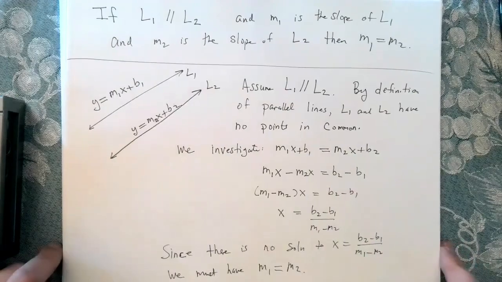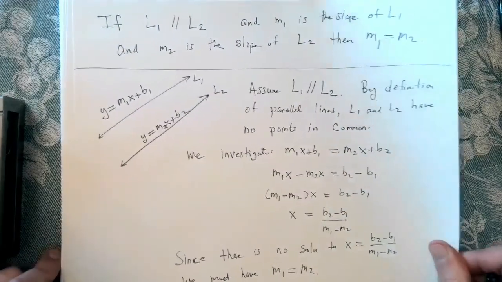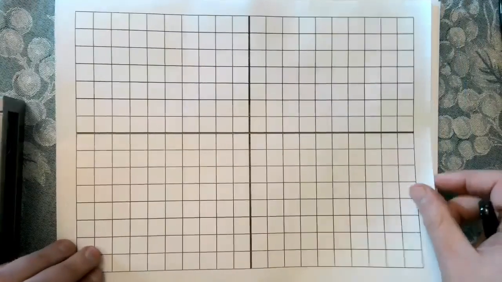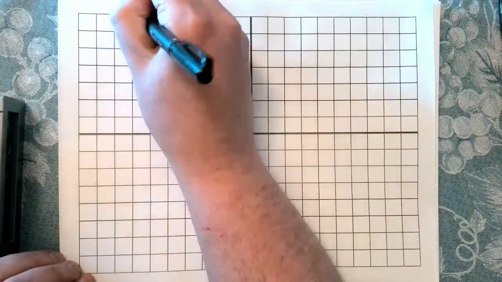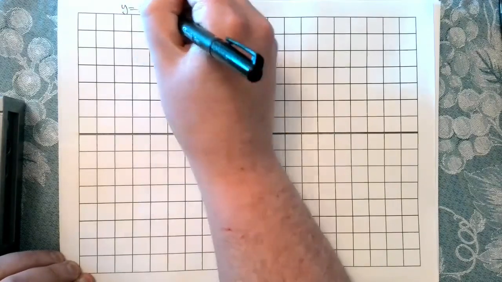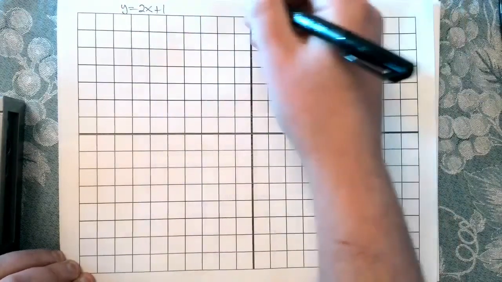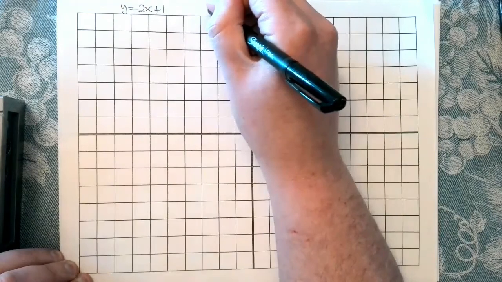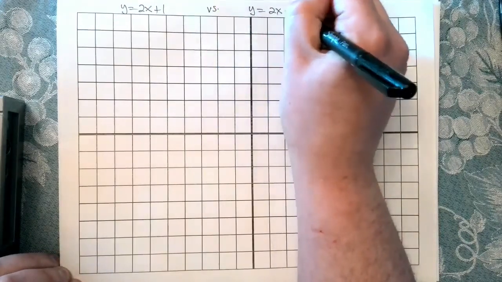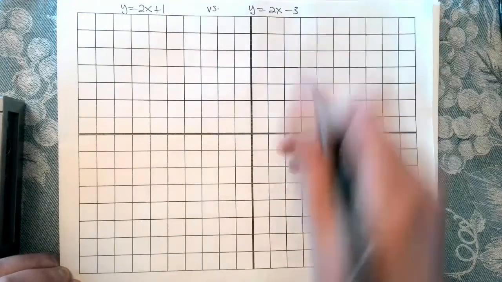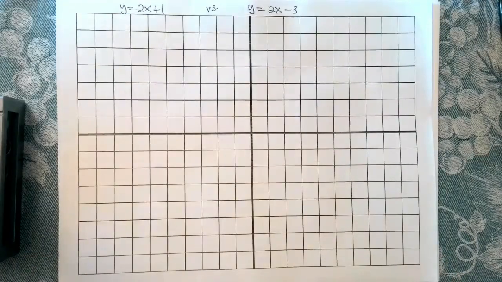Okay, so let's look at a couple lines that are parallel. Let's say I have the following. So let's investigate maybe y equals 2x plus 1 and let's see, versus y equals 2x minus 3. So yeah, let's graph a couple lines.